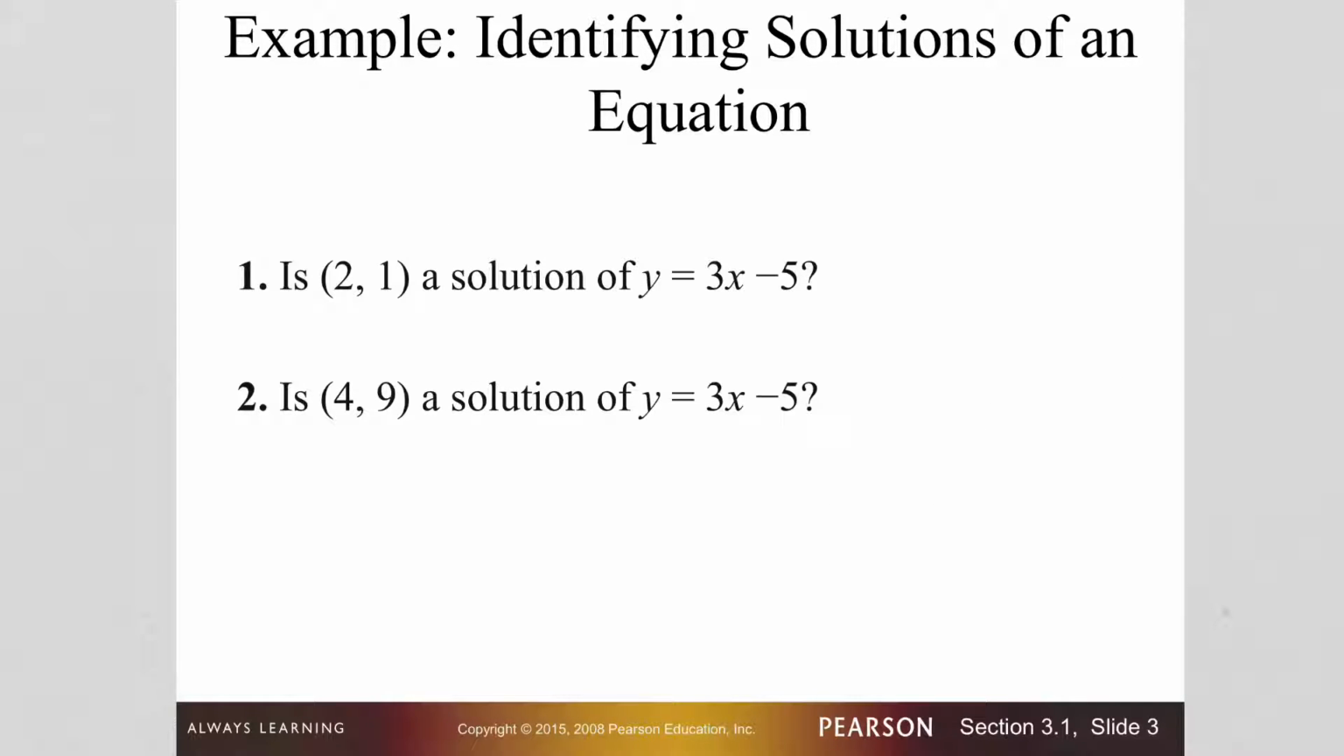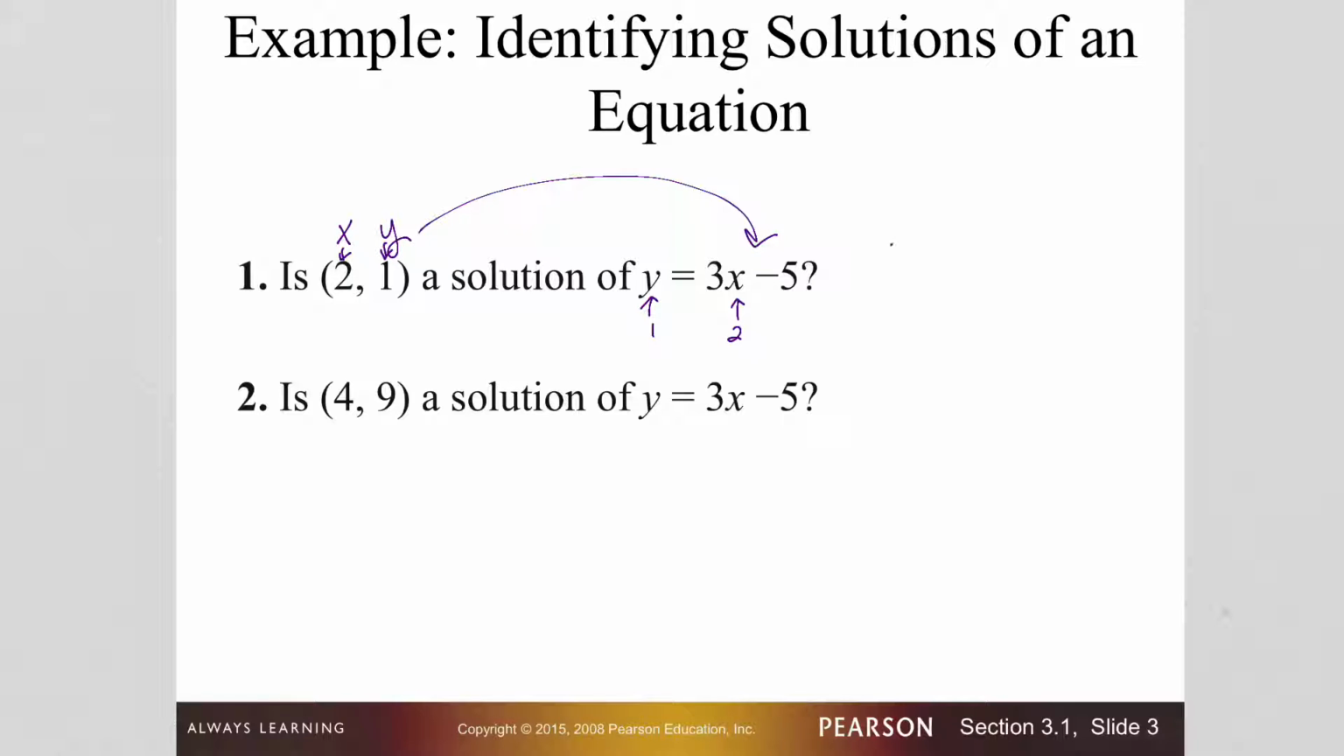Okay, so the question here is: is (2, 1) a solution of y equals 3x minus 5? Well, there's only one way to find out. We're going to put 2 in for x, and we're going to put 1 in for y into this equation. We're going to see if it creates a true statement. If it creates a true statement, then it is a solution. If it creates a false statement, that means that it is not a solution. So let's find out. So for y, I'm going to put in 1. For x, I'm going to put in 2. Because remember, this was x, this was y.